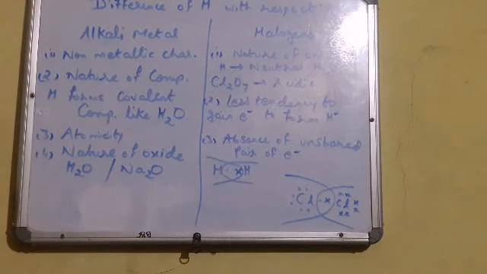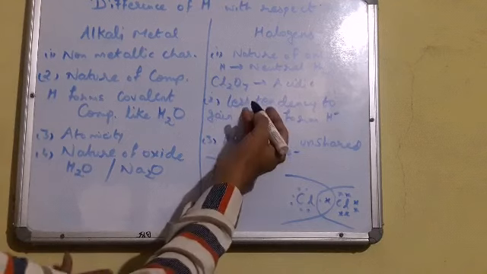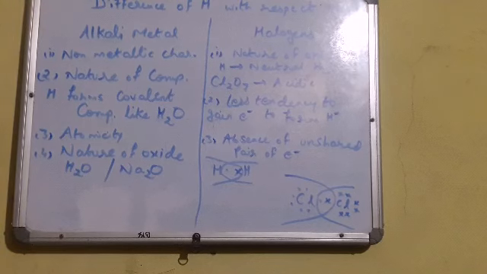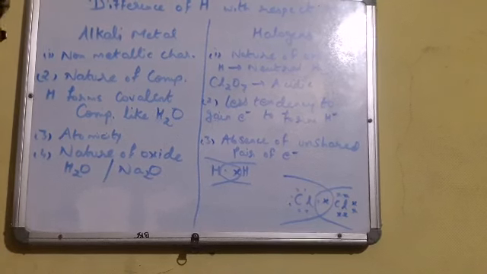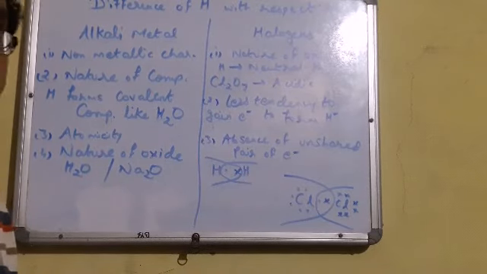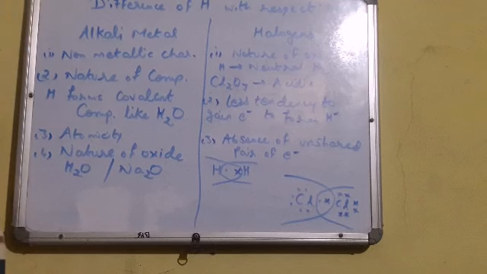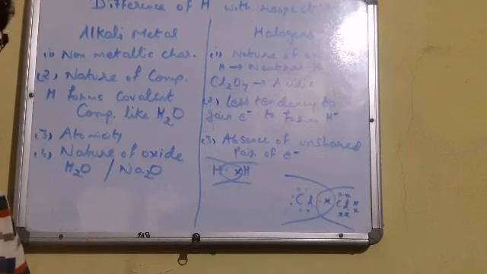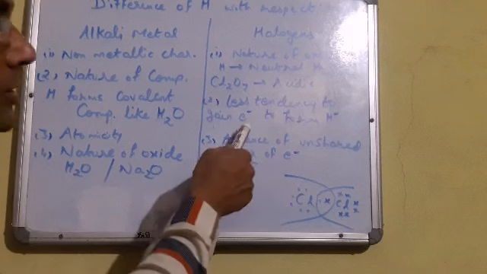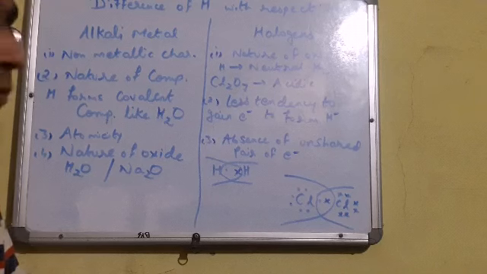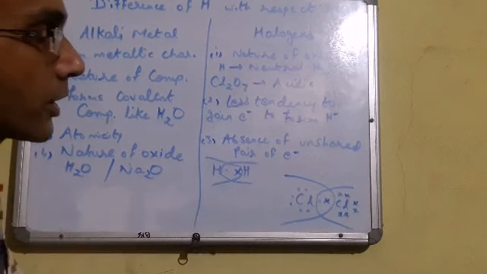Now see the next point, how it is different with respect to halogens. Second is less tendency to gain an electron to form hydride. All non-metals have a tendency to gain electrons, especially halogens like chlorine, fluorine, bromine. They have 7 electrons in their outermost shell. That means they are in great need of 1 electron to complete the outermost shell, so they have a great tendency to gain an electron. Whereas hydrogen has very little tendency to gain an electron to form the H negative ion, that is hydride.